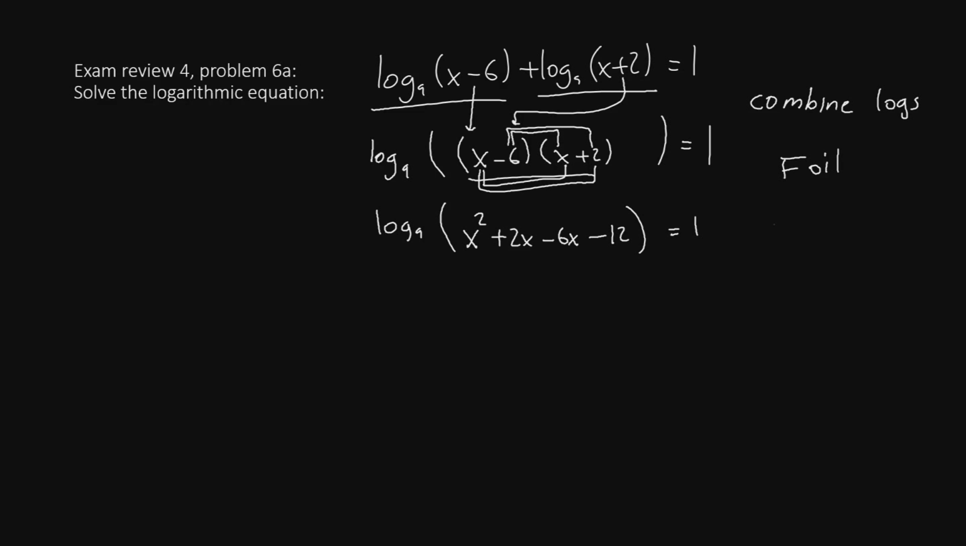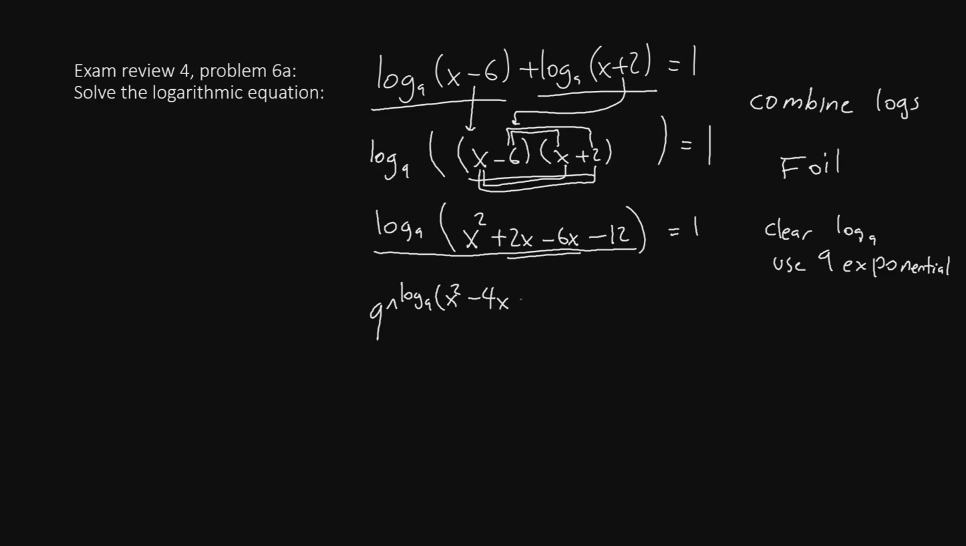Now, in order to clear the log base 9, we are going to use a 9 exponential. We'll start by saying 9 raised to everything on the left side. That will be log base 9 of x squared. We'll go ahead and combine the 2x and the negative 6x and get minus 4x minus 12 equals 9 raised to the first power.